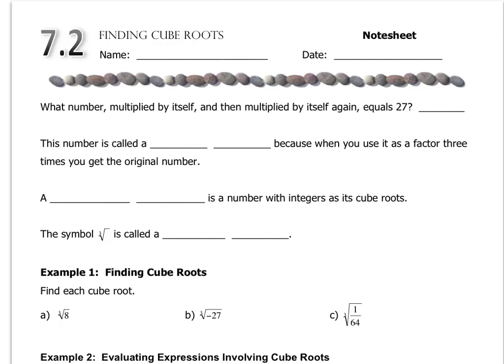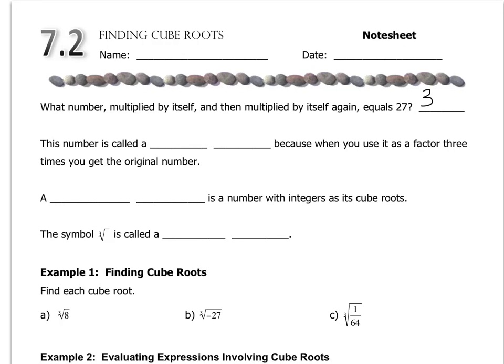In the last lesson, you learned about square roots, and there are other types of roots other than square roots. There are all different number of roots, and the next level is something called cube roots. So the question that I have for you is, what number multiplied by itself and then multiplied by itself one more time, so 3 times, gives you 27? If you said 3, you are correct.